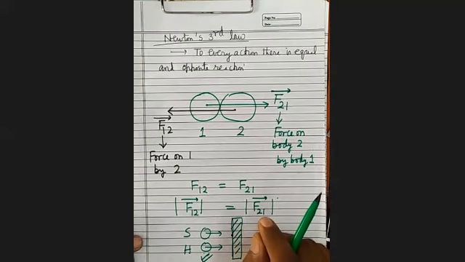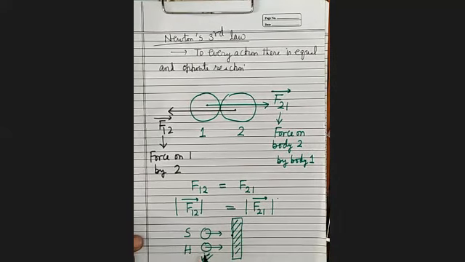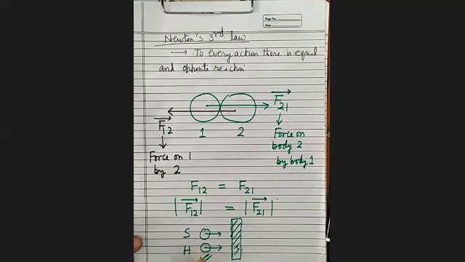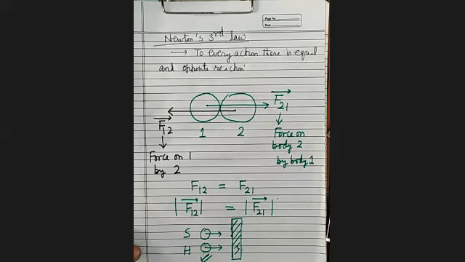So see here, when you hit hard, you are applying a greater force. And since you are applying greater force, the wall is also exerting the same greater force on your hand. And because of that force, you get hurt. Is this point clear?